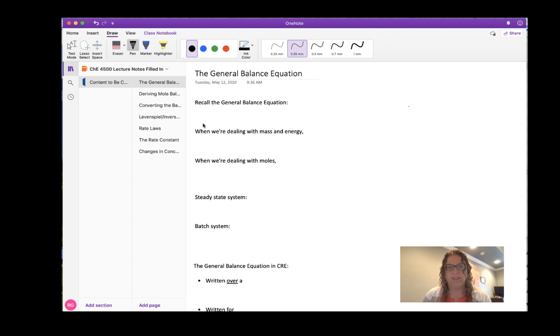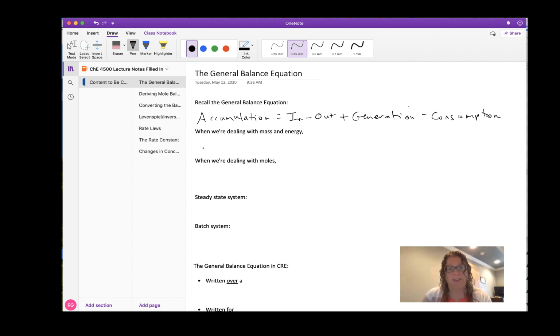So to motivate all of this, let's recall what the balance equation is. What's the general form of the balance equation that we think about as chemical engineers? The accumulation is equal to the flow in minus the flow out plus generation minus consumption. So that's the general form.